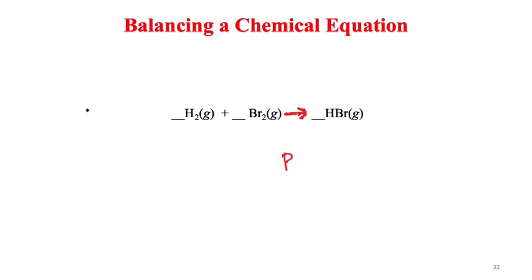No. Hydrogen shows up once on both sides of the equation. Bromine shows up once on both sides of the equation. It doesn't matter what I pick. But it's good practice, do not do hydrogen and oxygen first. So, bromine. How many bromines do I have on the left? How many bromines do I have on the right? One. That's not balanced.